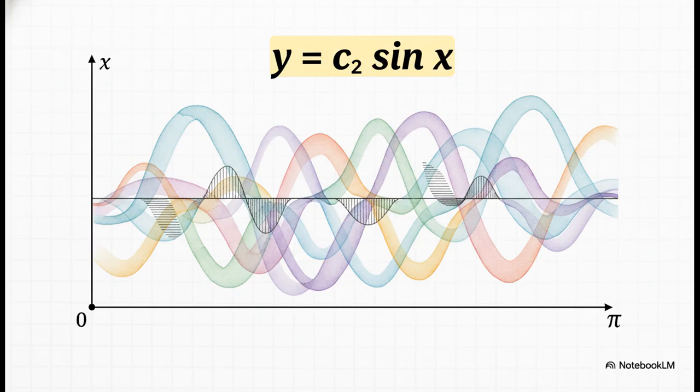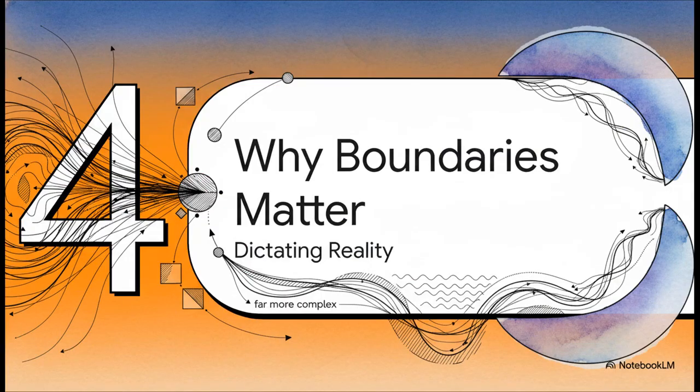So we don't have one solution, we have an entire infinite family of them, all shaped like y equals some constant times the sine of x. So what does all this really mean? It means that in the world of differential equations, where you're headed can be just as important and, honestly, sometimes way more complicated than how you start your journey.